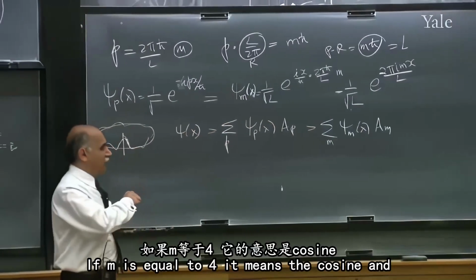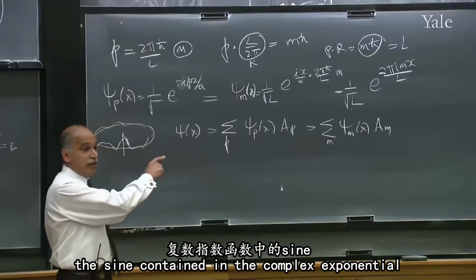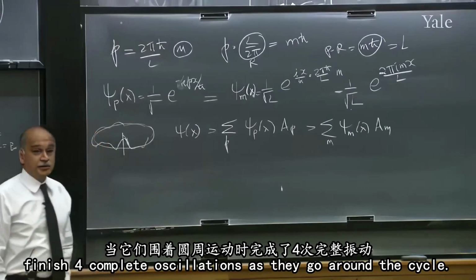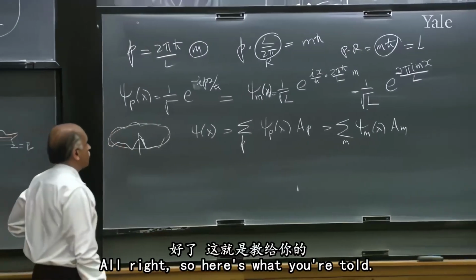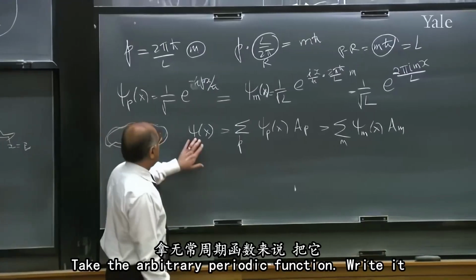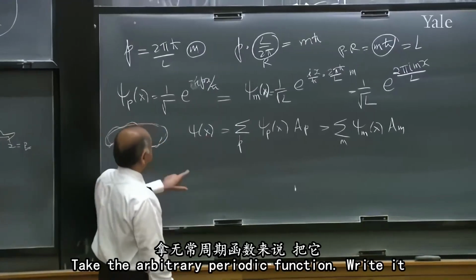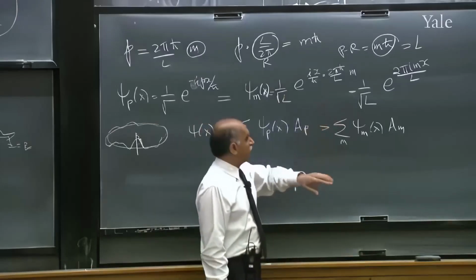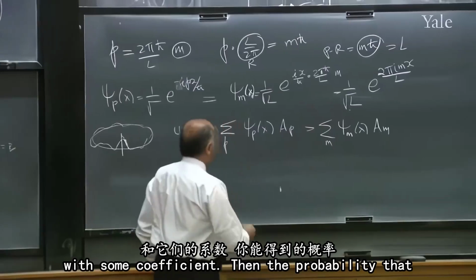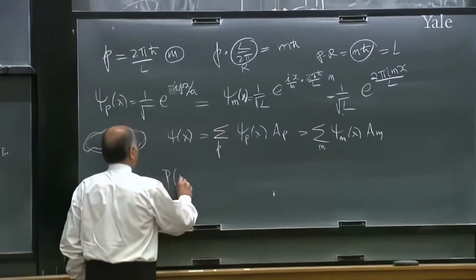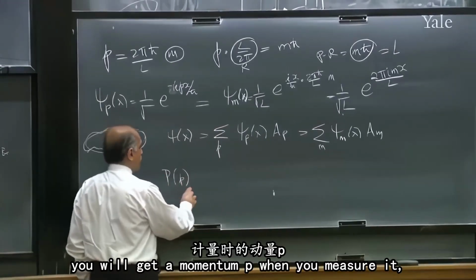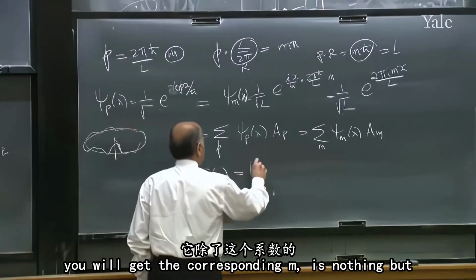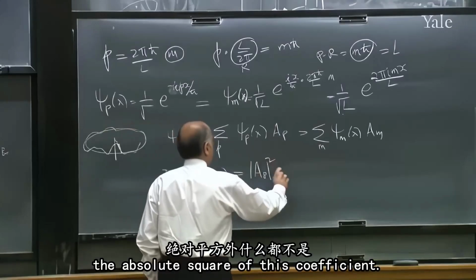If m is equal to 4, it means the cosine and the sine contained in the complex exponential finish 4 complete oscillations as you go around the cycle. All right, so here's what you're told. Take the arbitrary periodic function, write it as a sum of these functions, each of definite momentum, with some coefficient. Then the probability that you will get a momentum p when you measure it, which is the same as the probability you will get the corresponding m, is nothing but the absolute square of this coefficient.